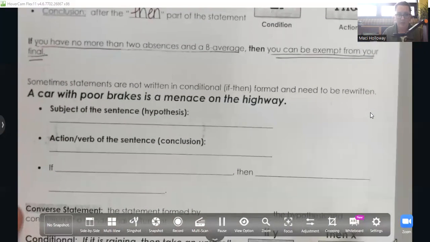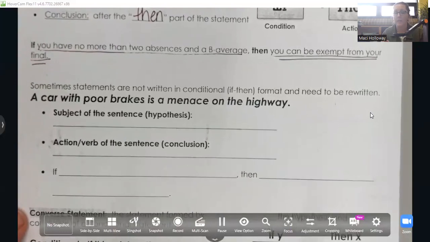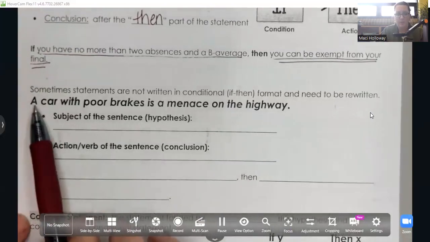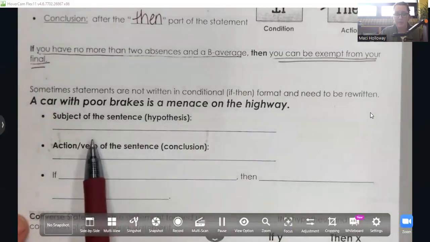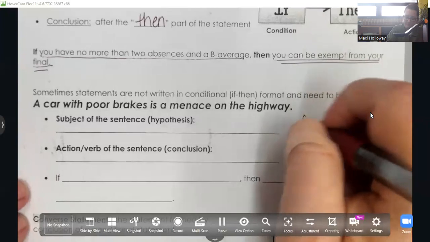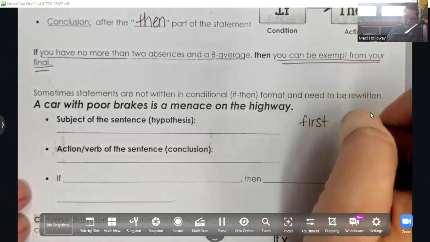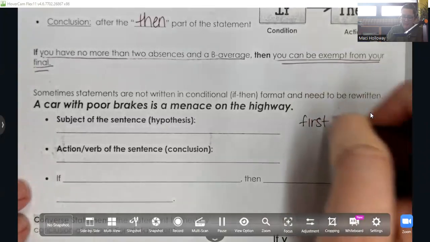So moving down here, sometimes statements are not written in conditional if-then format and need to be rewritten. So like this one, the car with poor brakes is a menace on the highway. So our subject, if, what happens first? Think of what happens first. And then the then is the consequence of that, or what happens next.